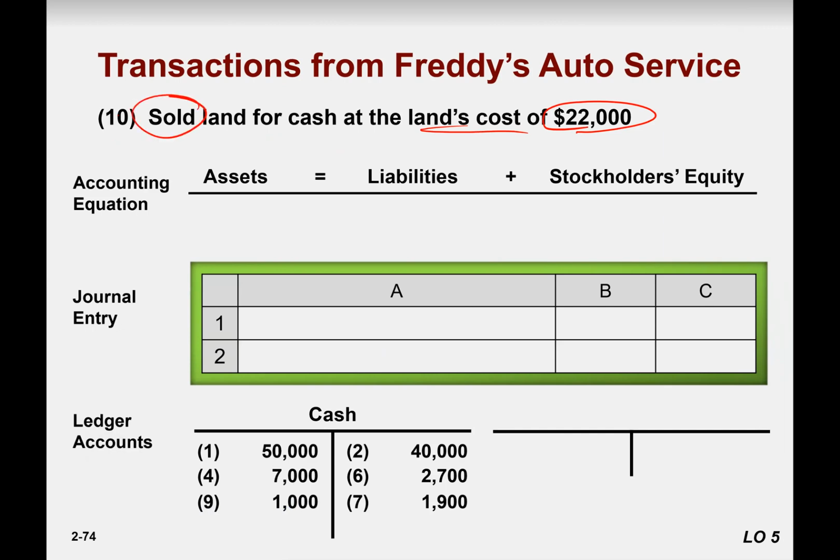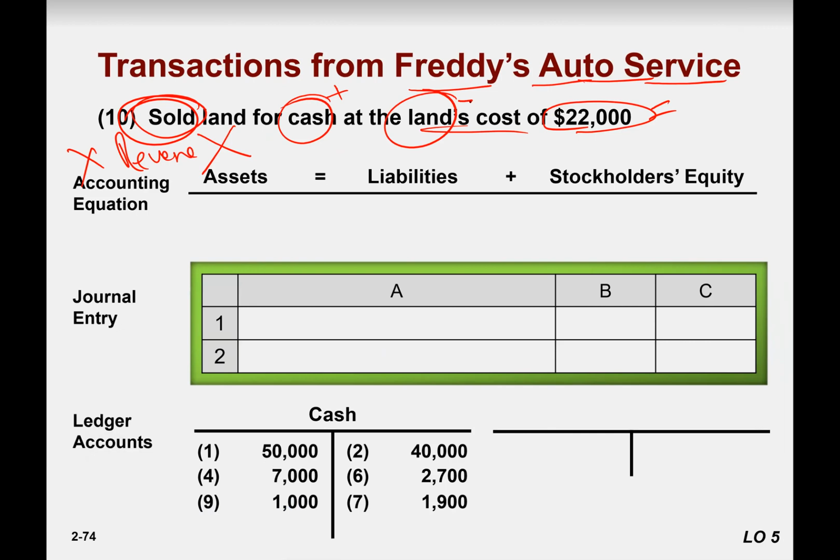Now, this wording is very appealing. Most of the students think that this is revenue. The answer is no, because your main course of business is to sell automobile services. This is not sales. So you sold your land and you received cash. So it means there are going to be cash and land accounts. You receive cash, cash is going to be increased. When you sell the land, land is going to be decreased.